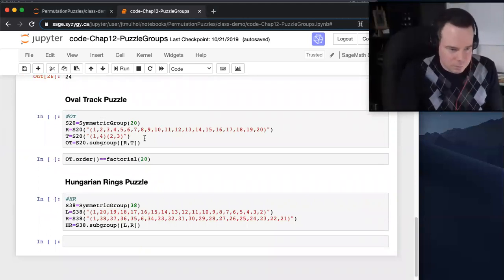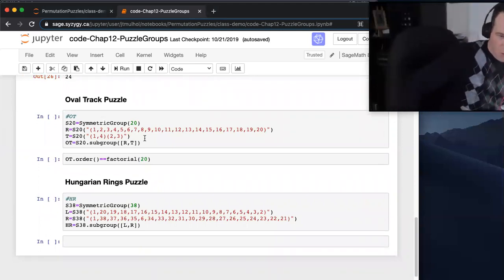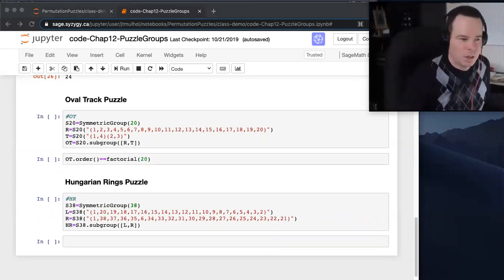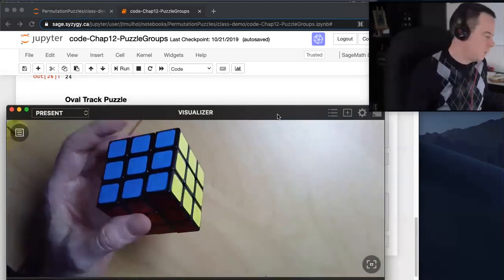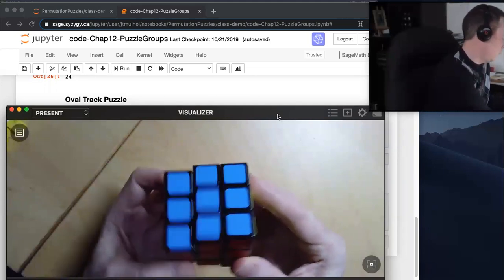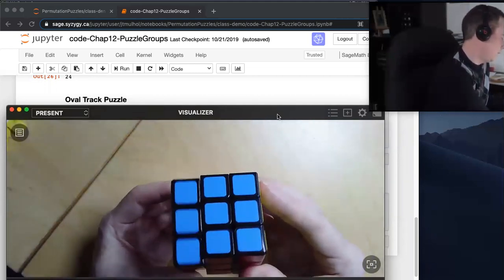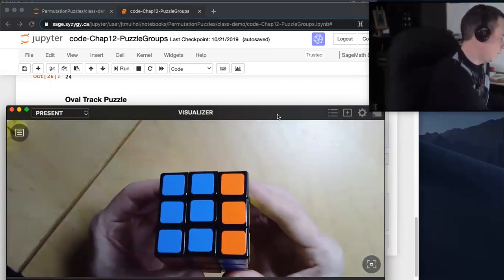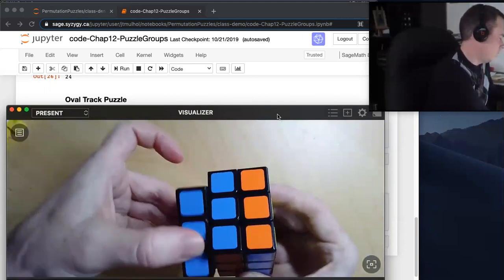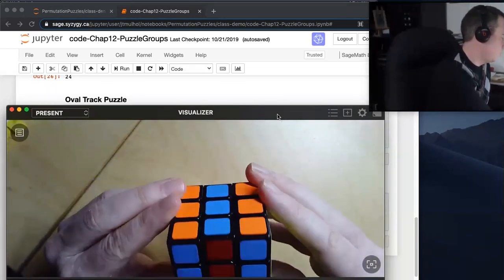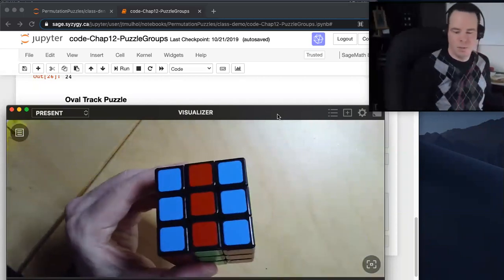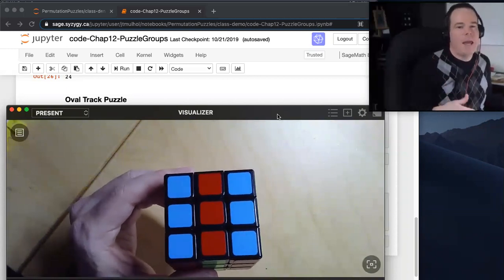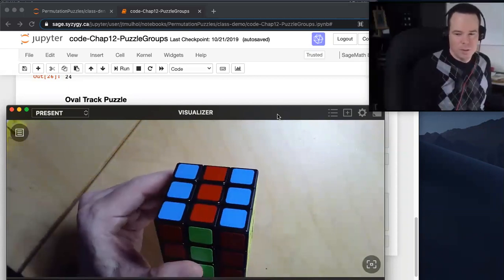Oval track puzzle. The slice moves are a combination of R and L. The problem is that the slice moves are a combination of R and L and a cube symmetry. So to do this slice move here, which brings the red in between the two blues, I would have to do an R move, R inverse, an L move, and then I'd have to do a full cube rotation to get to that position. So slice moves are combinations of R's, L's, and whole cube moves. So that's just one thing to keep in mind.